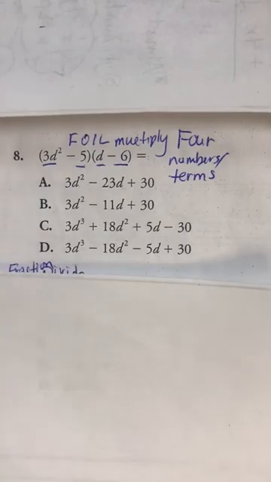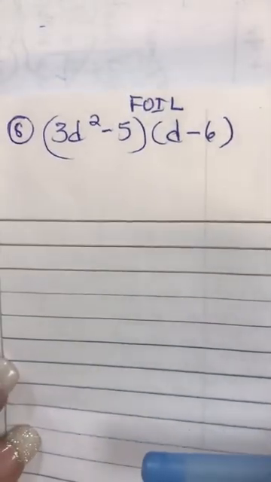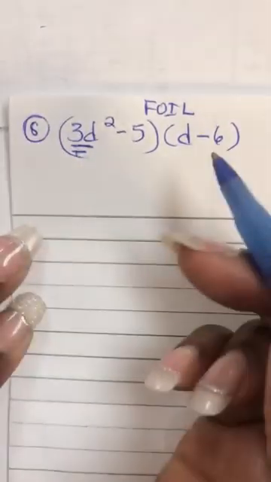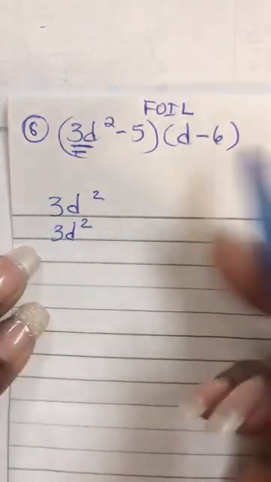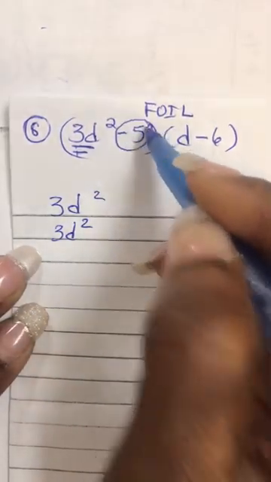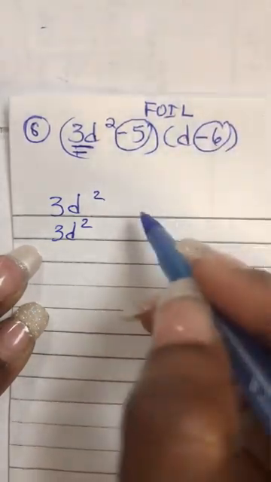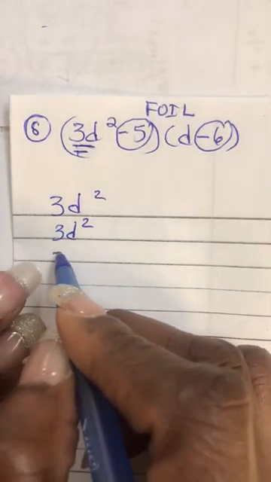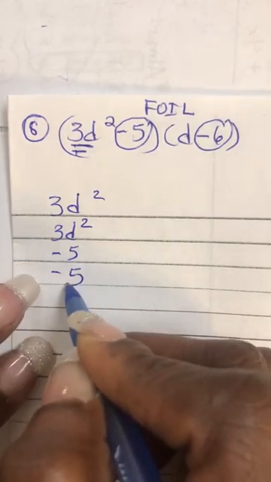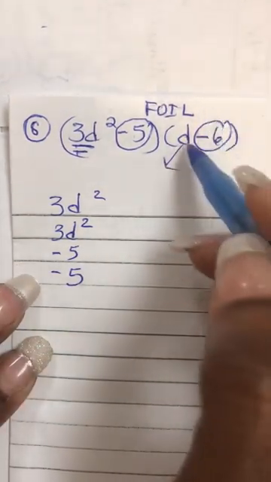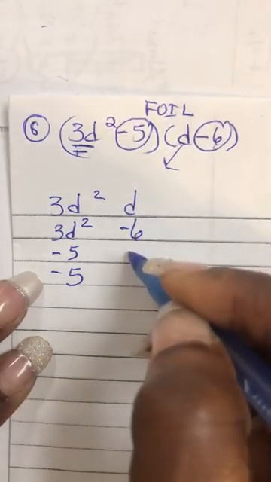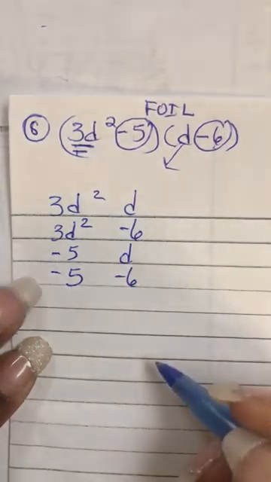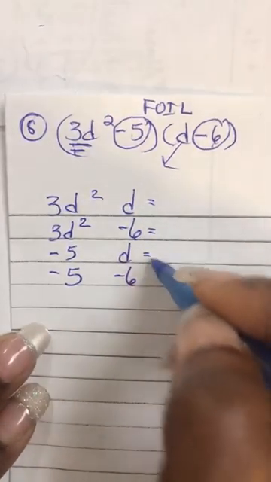So I wrote it on my paper. And in order to do FOIL, we're just going to take the 3d squared and write it twice. We're going to take the negative 5, that's a negative 5 and that's a negative 6. Take the negative 5 and write it twice here. Negative 5, negative 5. We're going to take this d and alternate d, negative 6, d, negative 6. So I'm going to put a d here, negative 6 here, a d here, and a negative 6 here. And that's it. And then we're going to multiply.